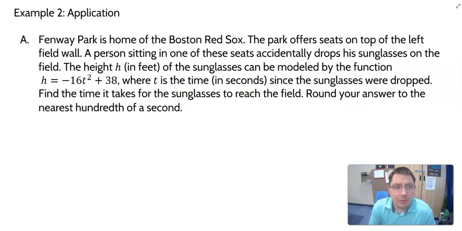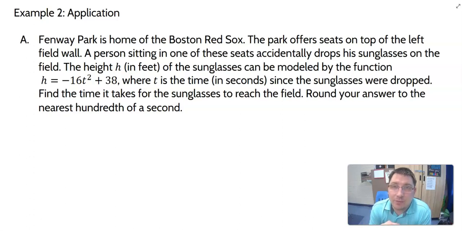So in example 2 here, we're going to look at this: Fenway Park is the home of the Boston Red Sox. The park offers seats on the top of the left field wall, the Green Monster, for any baseball fans. A person sitting in one of these seats accidentally drops his sunglasses on the field. The height, h, of the sunglasses can be modeled by the function h is equal to negative 16t squared plus 38, where t is the time in seconds since the sunglasses were dropped. And of course, h is the height we said at the start of the sentence.